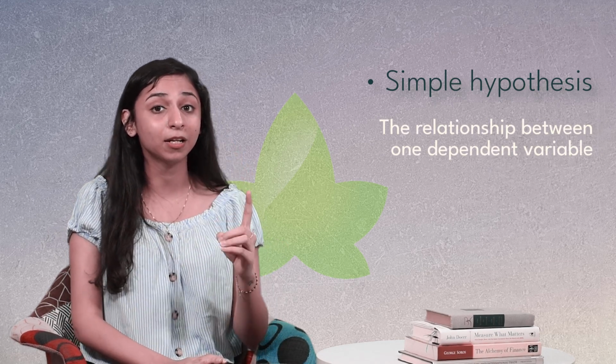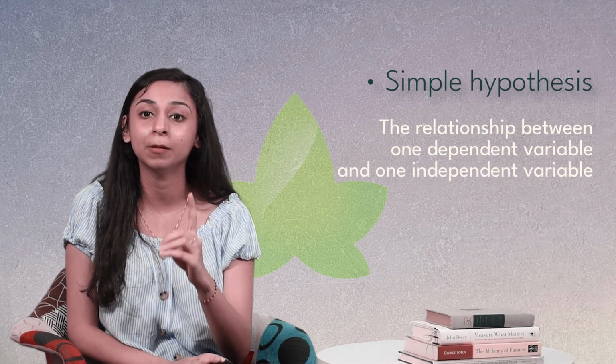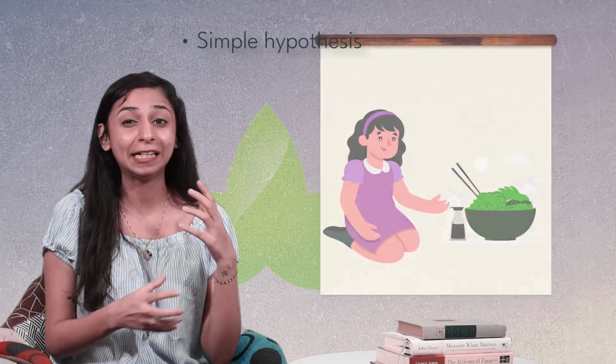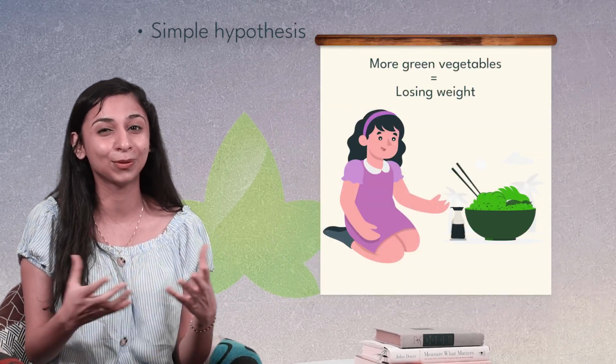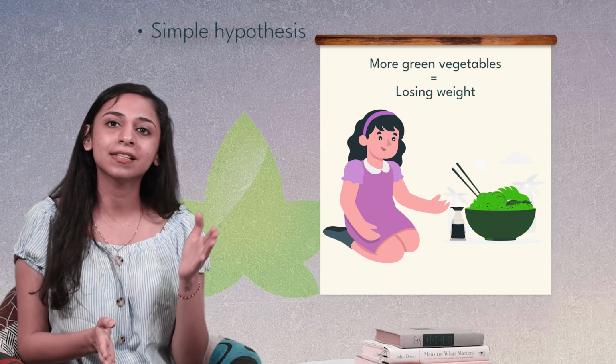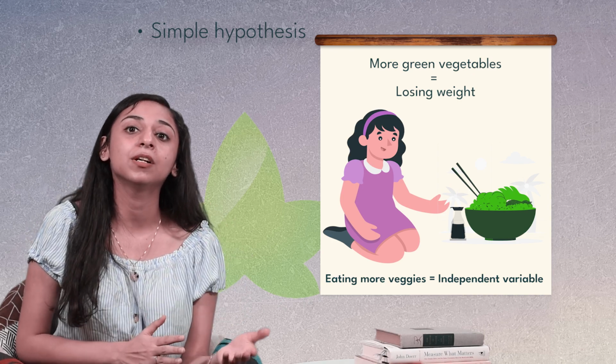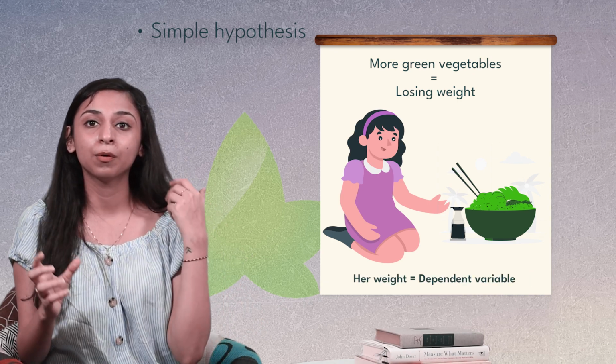So the first type of hypothesis that we will discuss today is simple hypothesis. So what does it mean? Simple hypothesis refers to the relationship between one dependent variable and one independent variable. For instance, Riya's parents told her that eating more green vegetables would also lead to losing weight faster. Hence, in this particular scenario, eating more vegetables would be the independent variable, whereas her weight would be the dependent variable.